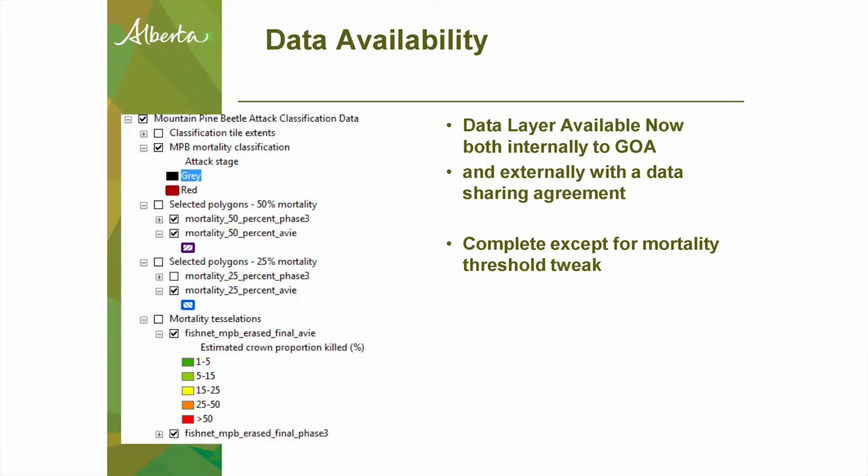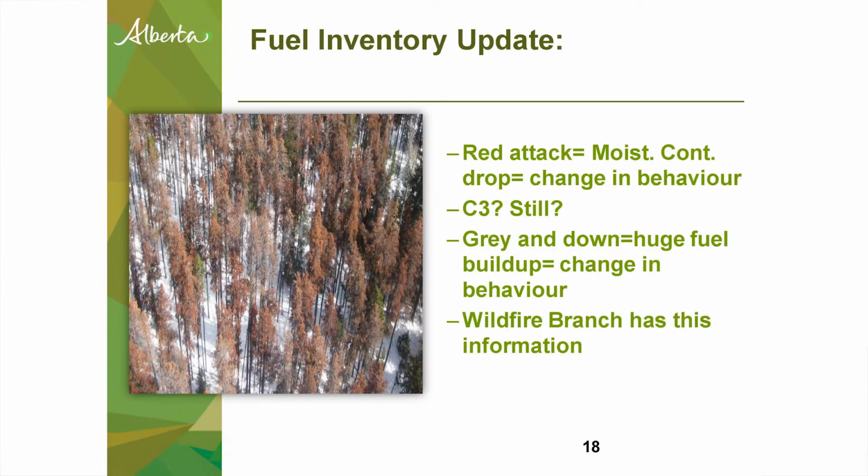The data we have is complete except for that threshold tweak. If, based on correlating the PSP data, we find out that perhaps 18% for pure pine is that magic number that equates to 50% of basal area kill, then we'll rerun this information and provide it again.